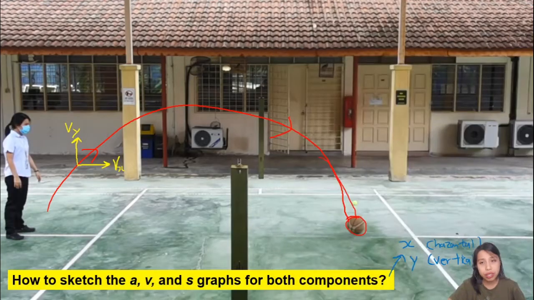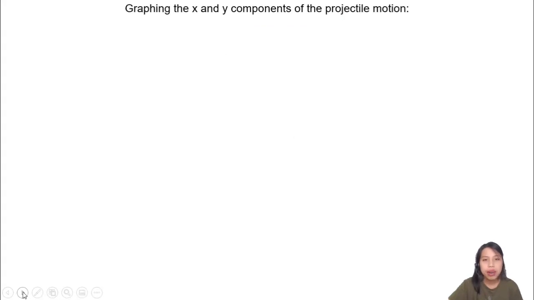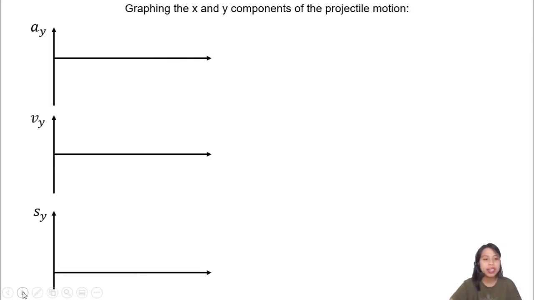Now from this diagram and this case study, we will need to draw graphs. So this is our graph that we looked at. Now, how do you graph the x and y components? There's some space in your notes for you to draw graphs along with me. You can try guessing what they look like, but we'll be drawing them together. So you have acceleration, velocity, and displacement of the vertical component.